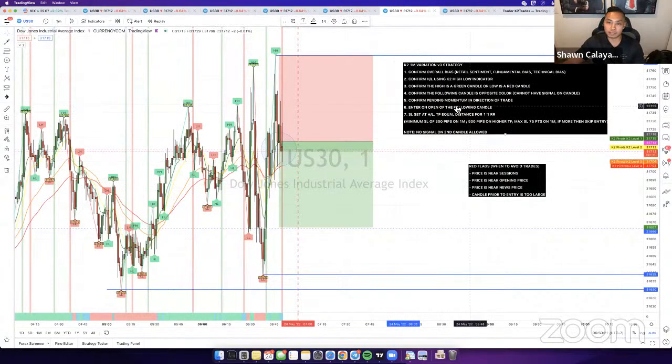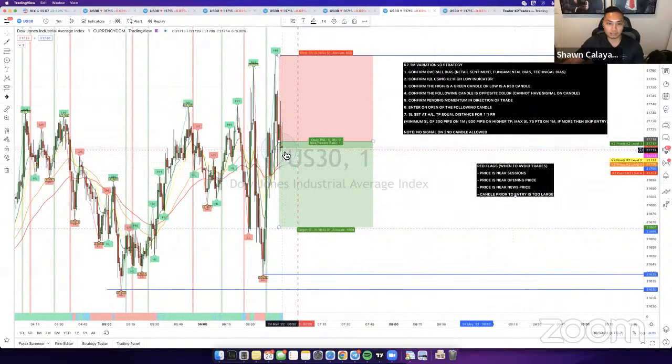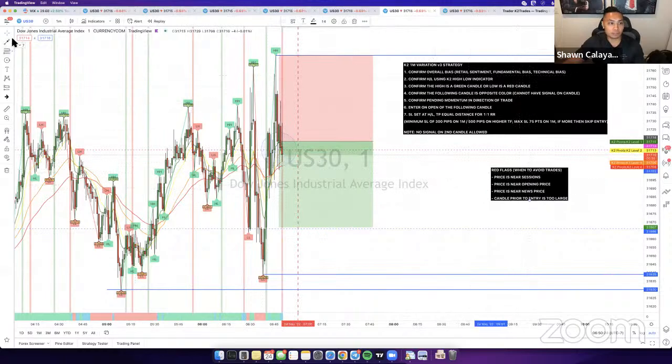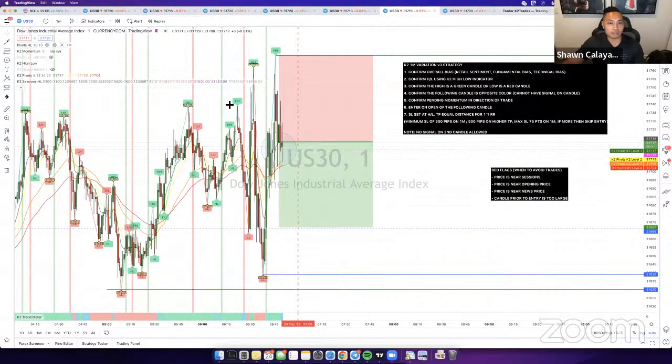I was kind of tempted to enter it late, but no, I don't think I'm going to enter it because it's still at news price. So here are the red flags right here for the reason why I would not have taken this V3.